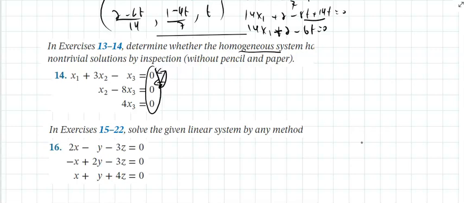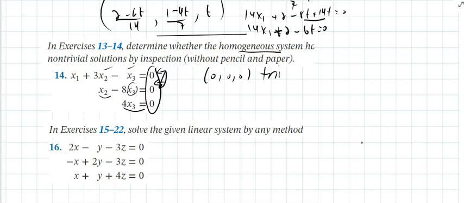They say determine whether the homogeneous system has non-trivial solutions by inspection, without pencil and pen. Okay, well, looking at it, I could tell that x3 is 0. If I put 0 right there, x2 is 0. And if I put zeros right there, x1 is 0. So I could tell the only solution to this problem is 0, 0, 0.